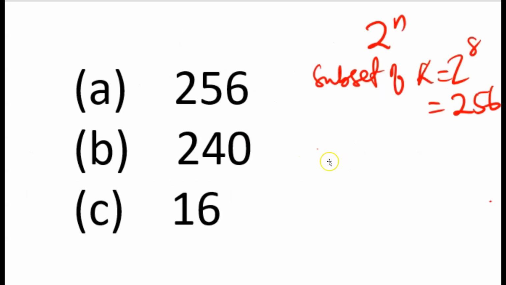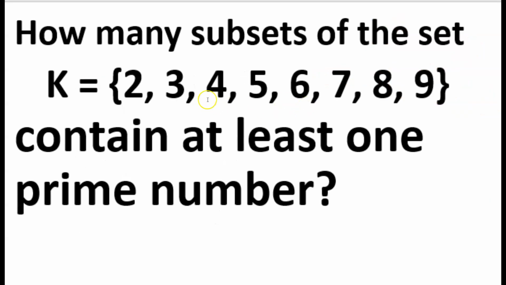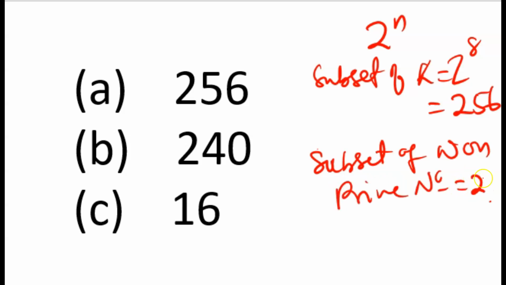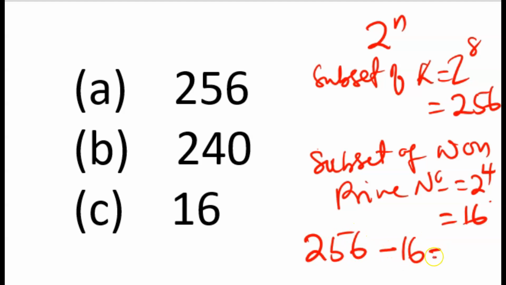So first, let's look at the non-prime numbers. What are the non-prime numbers? Look at the question: 1, 4, 6, 8, 9. So the number of subsets of non-prime numbers will be 2 raised to the power of the count of non-prime numbers, which is 16. So if we want the number of subsets that contain at least one prime number, it will be the total, 256, minus 16, which is 240. So the answer is B, the correct answer.